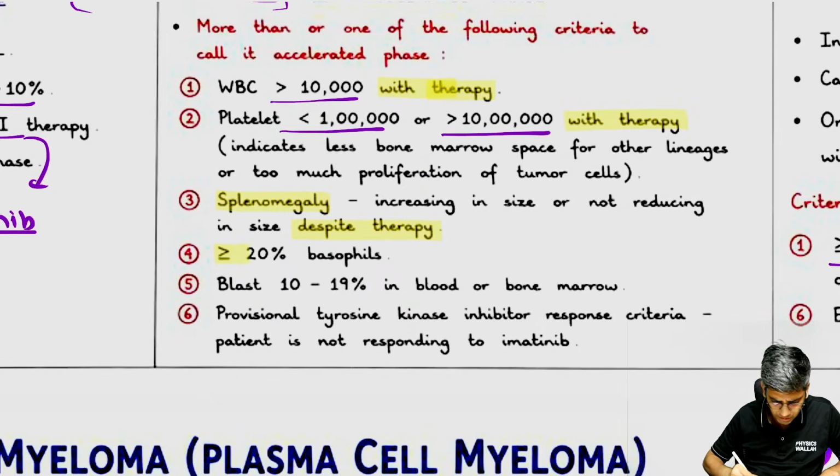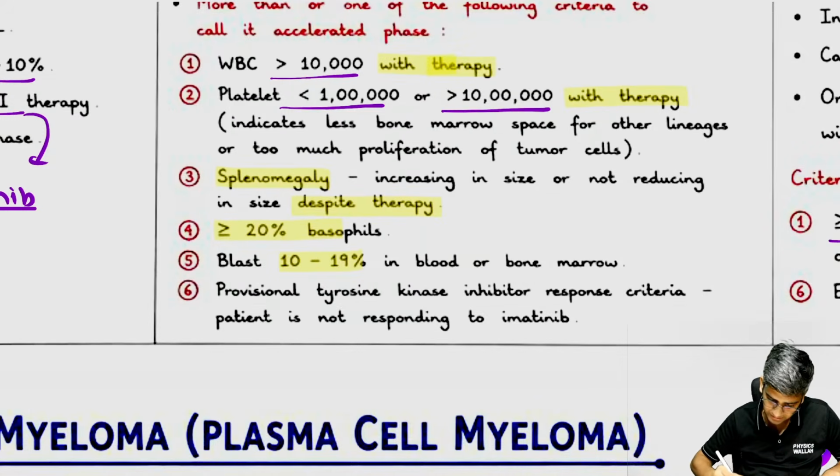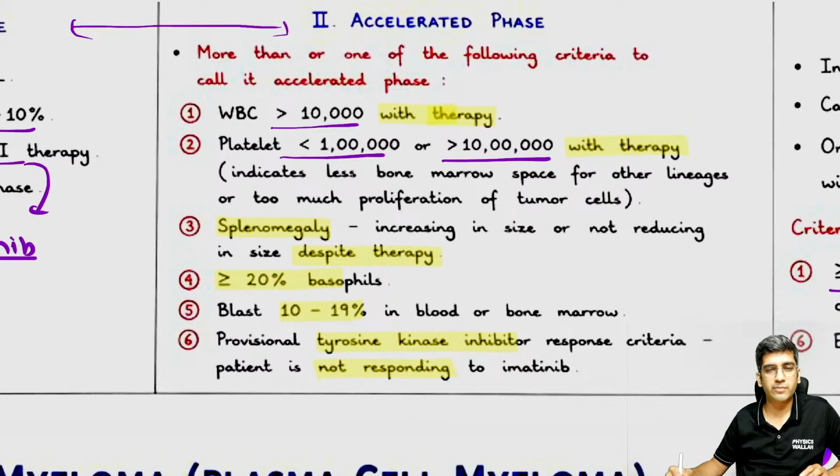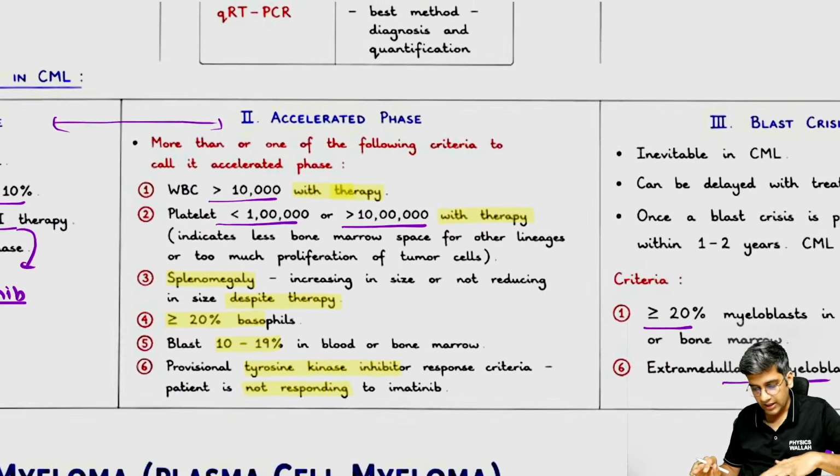Or I have more than 20% basophil, 10 to 19. It should not touch 20. The moment it touches 20, I'm going to call it an AML or a blast crisis, right? In blood or bone marrow, or the TKI is not responding. How do I say not responding? The first 3 parameters. WBC count not coming back to normal. Your platelet count is very, very high or very, very low, or your splenomegaly is not reducing or still increasing in size, which means tyrosine kinase inhibitors is not working. We call them accelerated phase. Fine. And next is blast crisis.